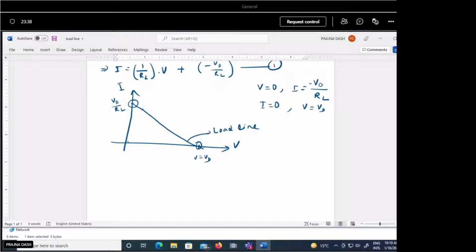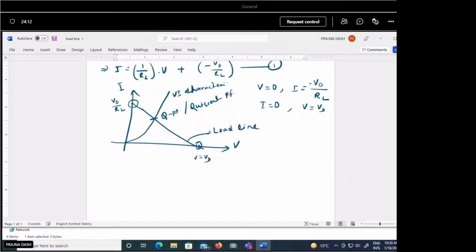Usually we have the diode characteristics, the behavior of the diode we know. According to the diode characteristics, we have a graph like this. This is the VI characteristics of your diode. If you plot the load line and the VI characteristics, the cross section point is called the Q point, or the quiescent point.